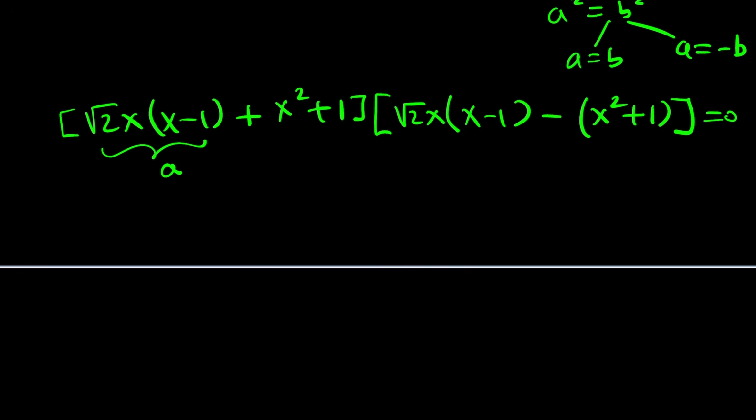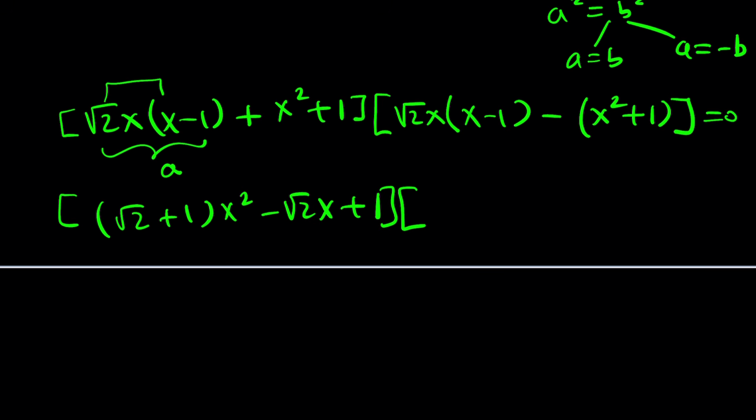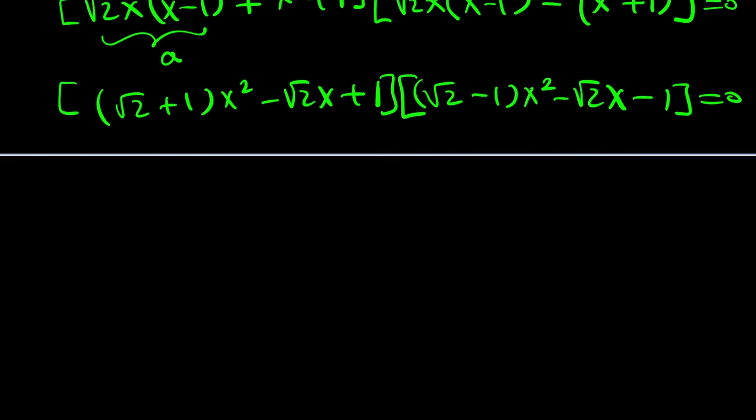Now take a look. Notice that this is a quadratic equation. If you distribute, you're going to get root 2x squared. Along with the 1, it's going to be like that. Minus root 2x plus 1. Again, the other factor is going to be similar, but root 2 minus 1 x squared. And then minus root 2x. And then finally, you have the minus 1. Okay, equals 0. And notice that we got two quadratic equations that can be solved. Let's just do one of them because they're very similar.